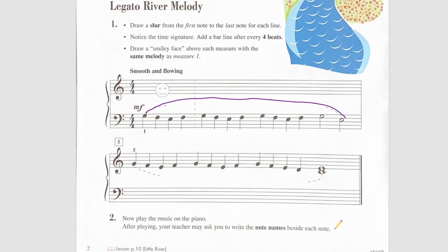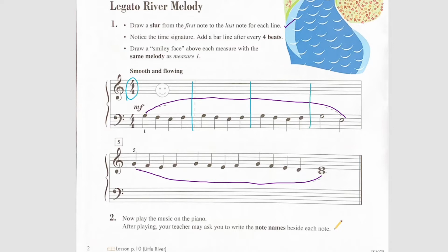Next, we are going to draw a slur on line 2, but here the note heads are on the bottom, so our slur needs to be underneath them like a smiley face. Okay, we've completed the first bullet point. Let's check it off. The next bullet point says to notice the time signature. Where is the time signature? Yes, the time signature is right at the beginning of the music where it says 4/4. That tells us that there will be 4 beats in every measure of music. So we need to draw a bar line at every 4 beats.